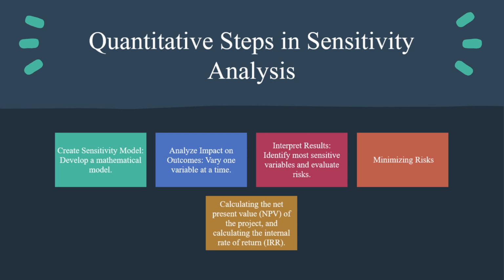The fourth step is to minimize risk. This is important because it involves quantifying the potential impact of each variable and assessing strategies to mitigate their adverse effects on project outcomes. The last step will be calculating the NPV and the IRR, which will help measure how changes in variables affect project profitability, providing clear financial impact to decision making.